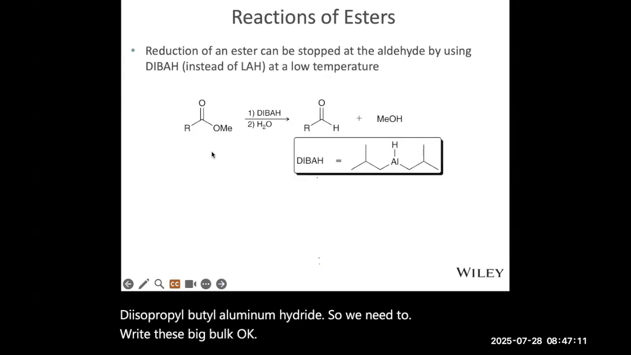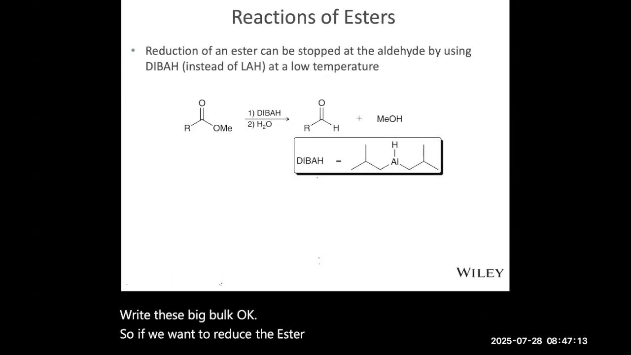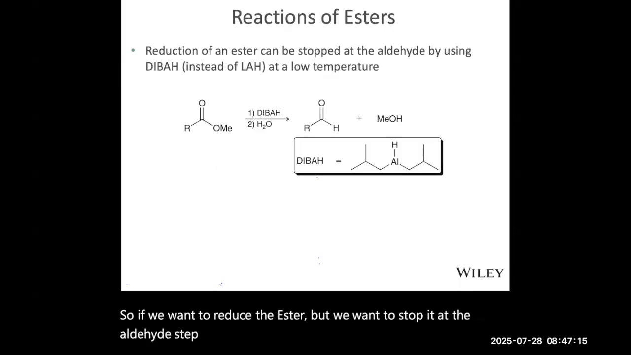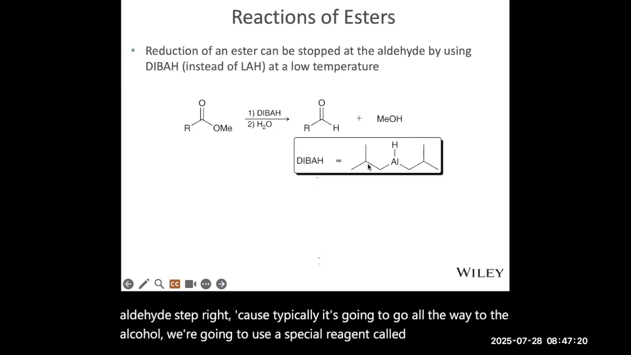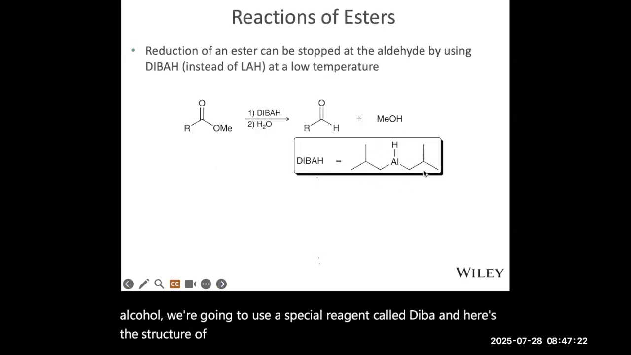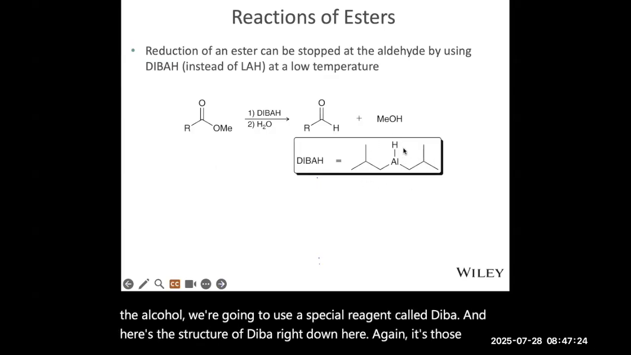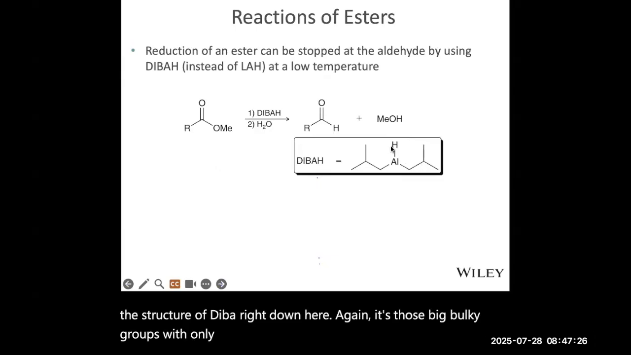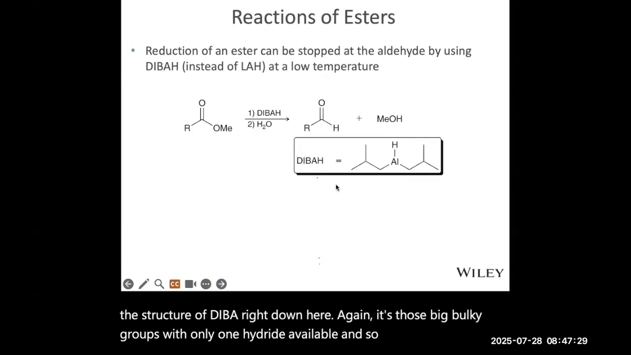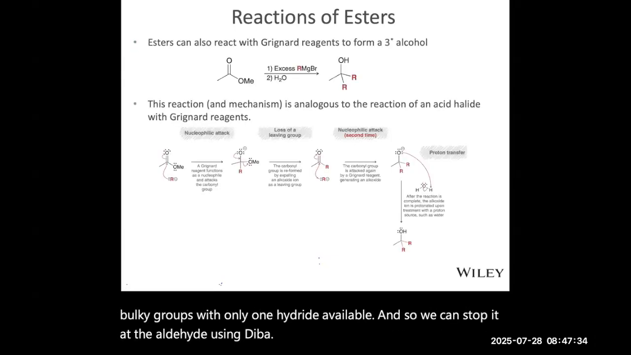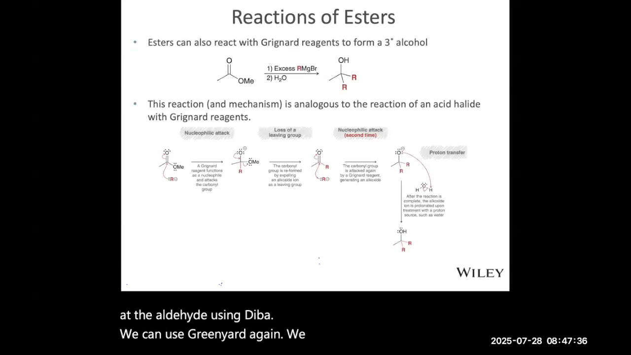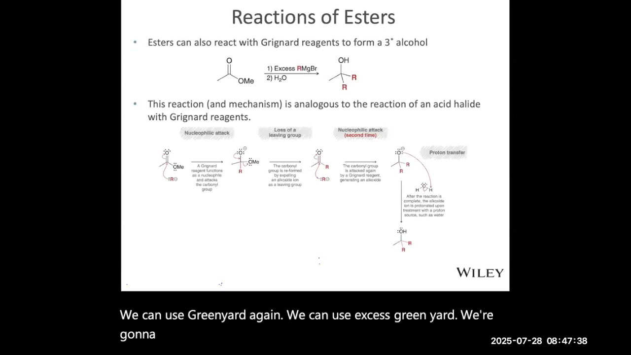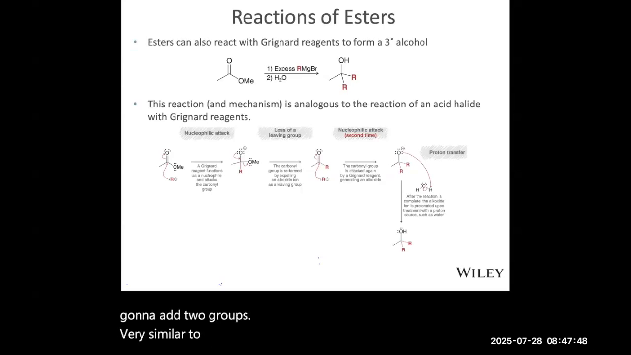So if we want to reduce the ester, but we want to stop it at the aldehyde step, because typically it's going to go all the way to the alcohol, we're going to use a special reagent called DIBAL. And here's the structure of DIBAL right down here. Again, it's those big bulky groups with only 1 hydride available. And so we can stop it at the aldehyde using DIBAL. We can use Grignard. Again, we can use excess Grignard. We're going to add 2 groups, very similar to the reaction that we saw with the acyl halide.